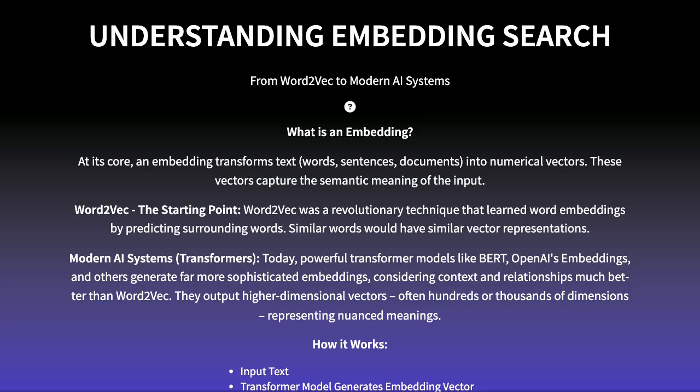Okay, let's talk about embeddings. Think of them as a way to translate words and sentences into numbers, really sophisticated numbers that represent their meaning. Word2Vec was an early breakthrough. It showed us how similar words could have similar numerical representations based on the context they appeared in. But modern AI, especially transformer models like BERT, are taking this much further. They create embeddings that capture incredibly nuanced meanings and relationships between text. Essentially, we feed our text to these models and they spit out a vector list of numbers which tells us how closely related the text is to other texts in our database.